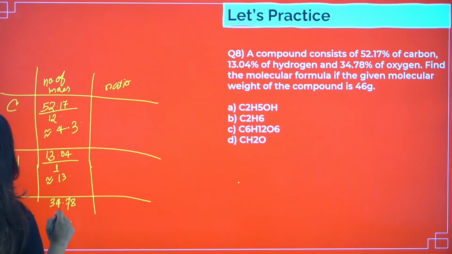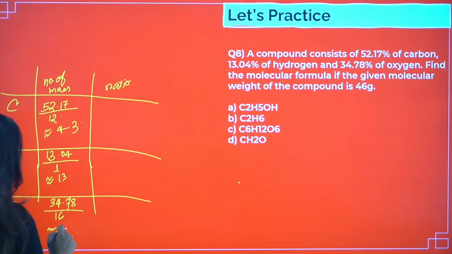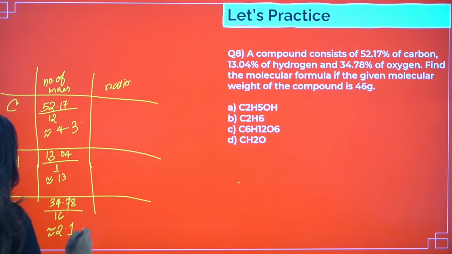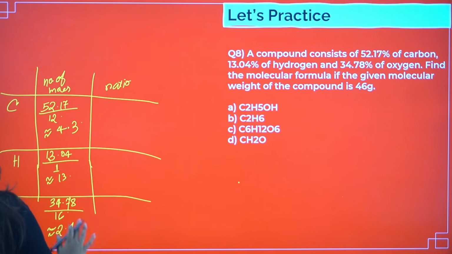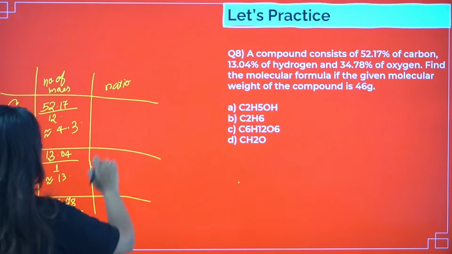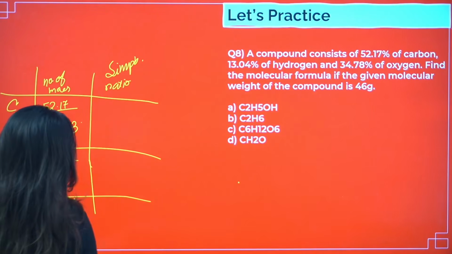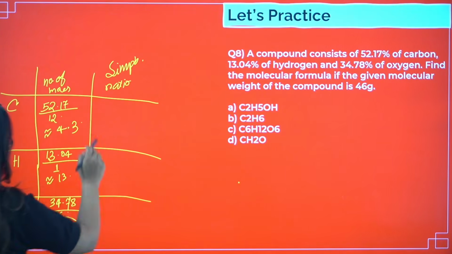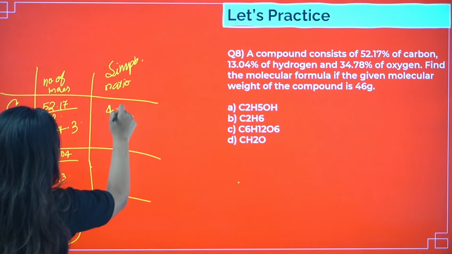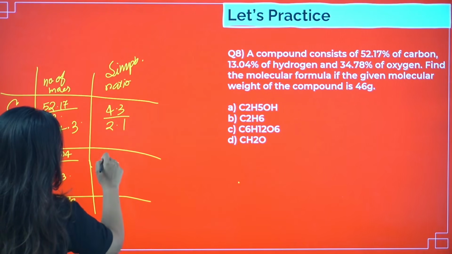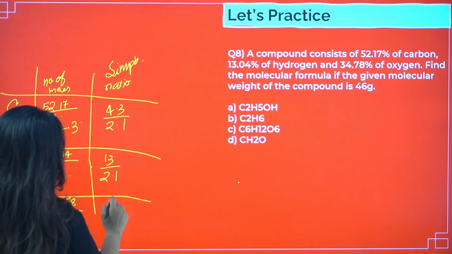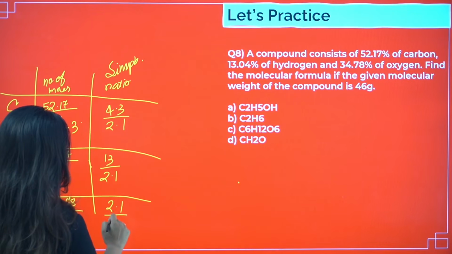34.78 divided by 16. So if you do this, almost 2 point something will come. 2.27, right? 2.1, like that you will get. Now in order to find the simple ratio, I will divide this with the smallest number. So this is the smallest number you can see. So 4.3 divided by 2.1, then 13 divided by 2.1, then 2.1 divided by 2.1.